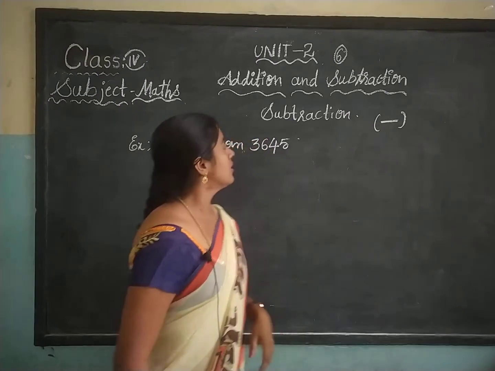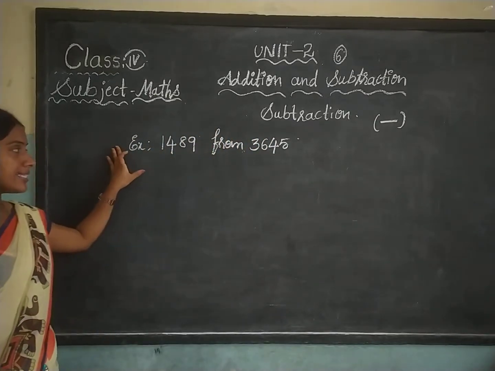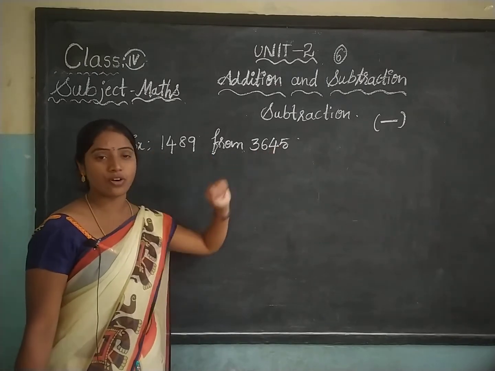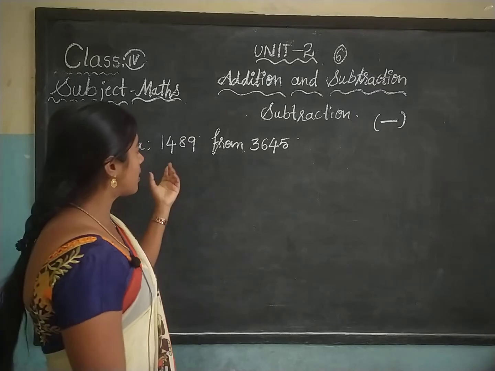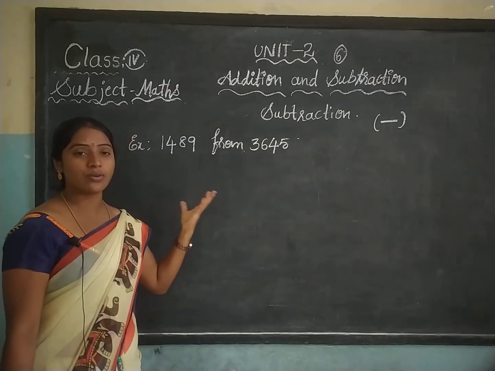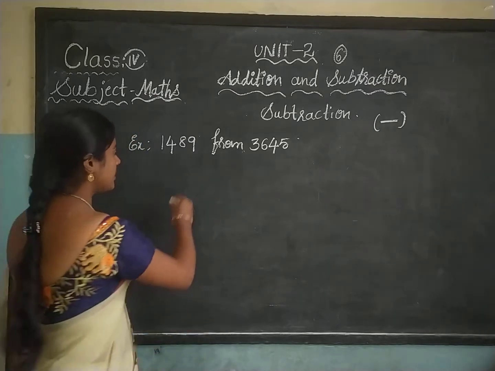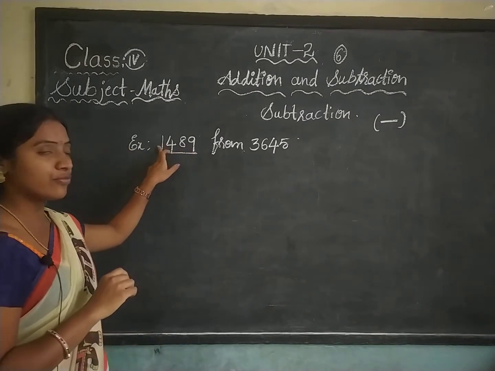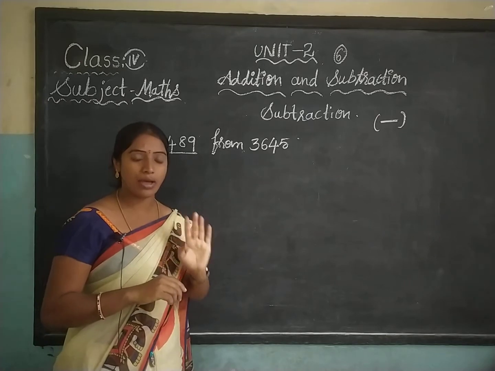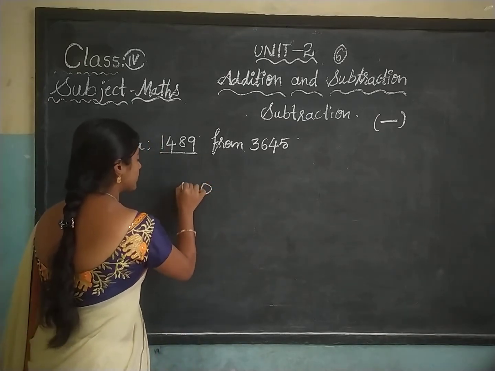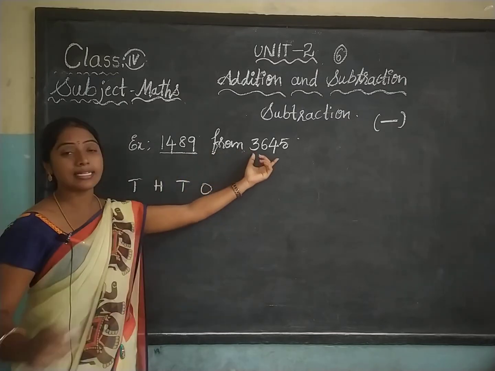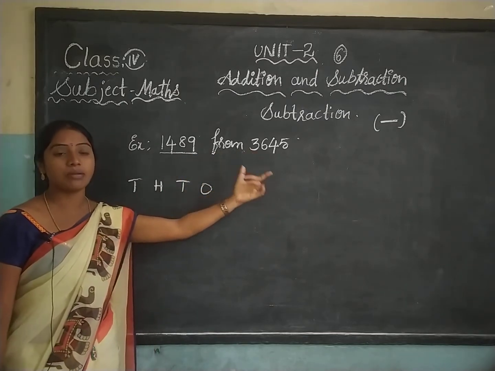Okay. So we are doing an example here: 1489 from 3645. So how do we arrange the numbers? First we arrange the numbers. See how many digits are there here? 1, 2, 3, 4. It is a 4 digit number. So you have to take first ones, tens, hundreds and thousands. First you have to take the big number. Okay children, first you have to take the big number.